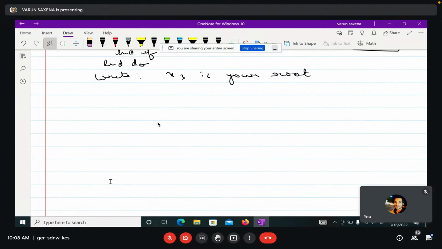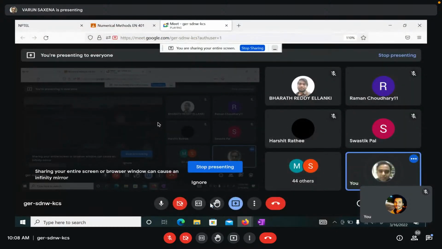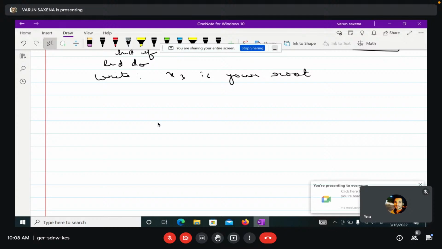So then the next method that we have to study today. The next method that we are looking at is false position.